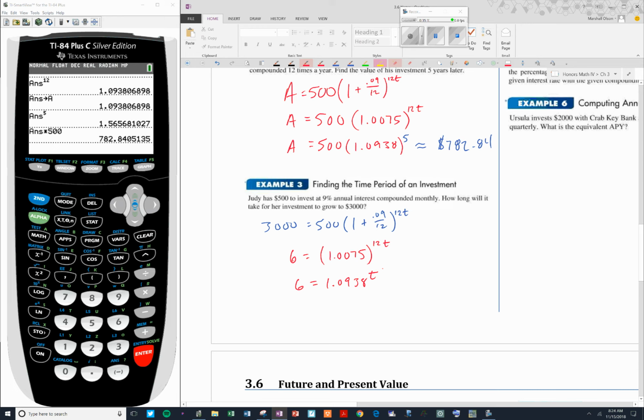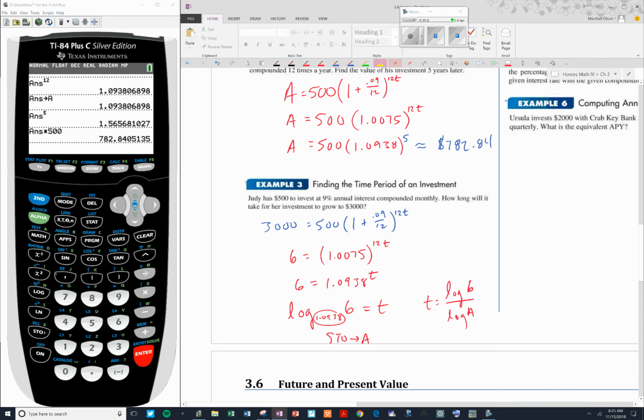Because now if I switch forms, I have log base 1.0938 of 6 equals t. But on my calculator, I have this stored as A. So I know that I can take log of 6 divided by log of A, and it's going to give me the number of years that this will take. Or you can just use your template on your calculator to get that.